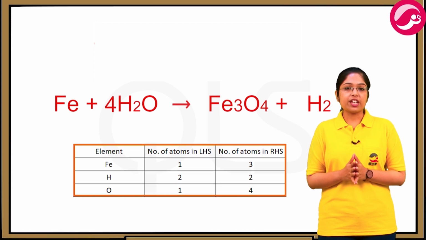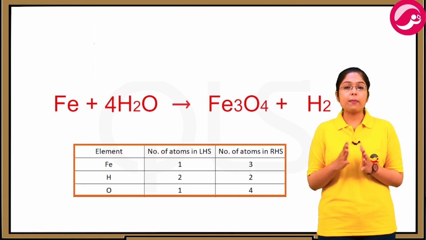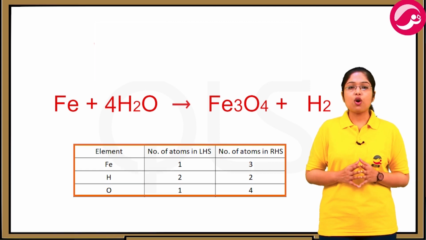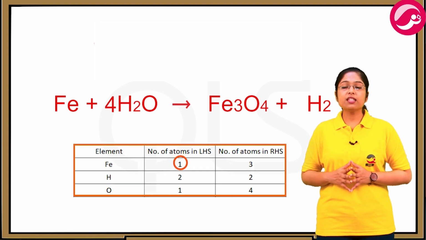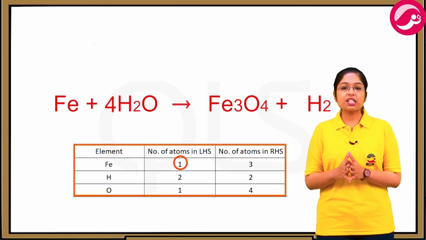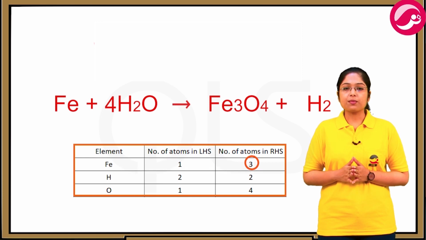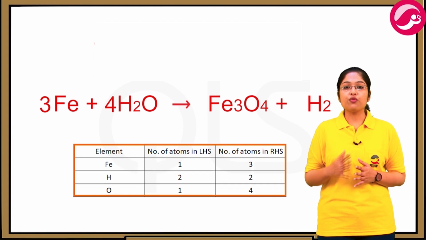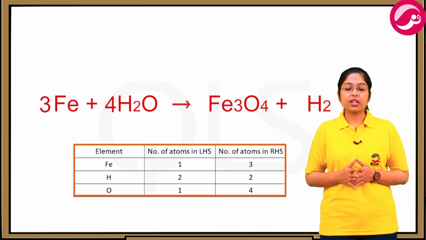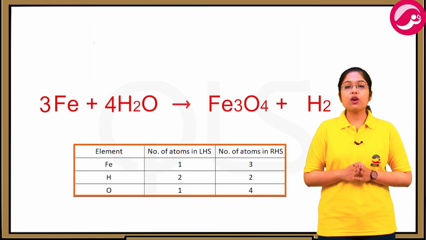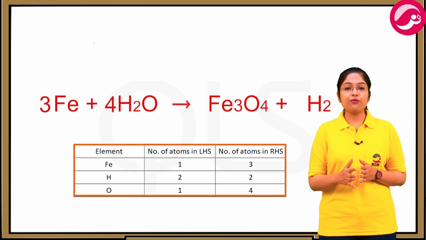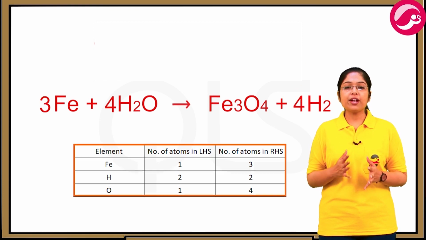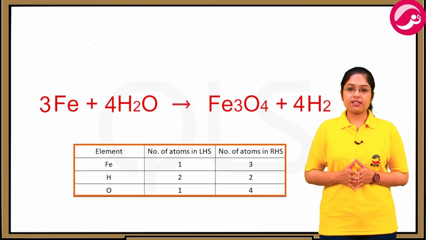Now, we will check if other elements are also balanced or not. Here, iron and hydrogen also need to be balanced. LHS contains 1 iron atom while RHS contains 3 iron atoms. We can simply increase the number of iron atoms in LHS by adding coefficient 3 to Fe. Similarly, hydrogen can also be balanced by adding coefficient 4 before H2. This will equate the number of hydrogen to 8 on both sides.